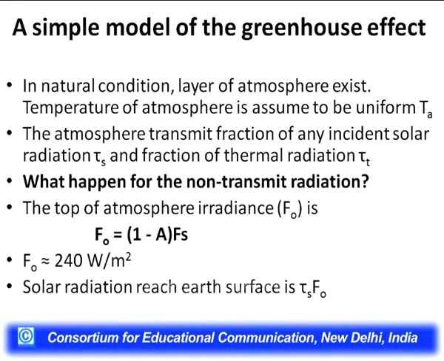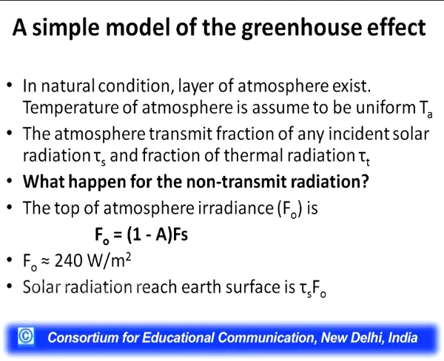The atmosphere transmits a fraction of any incident solar radiation, tau s, and a fraction of thermal radiation, tau t. Here tau s and tau t pertain to the short wave radiation, tau s, which is coming from the solar side, and tau t, the thermal radiation, which pertains to the long wave radiation coming from the Earth's side.